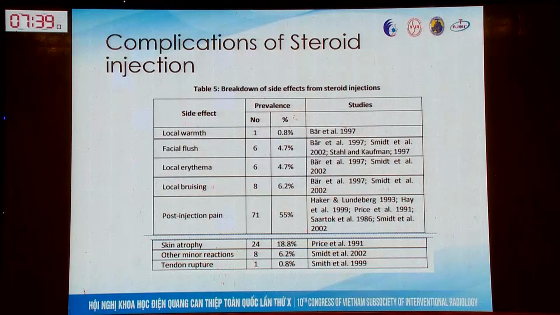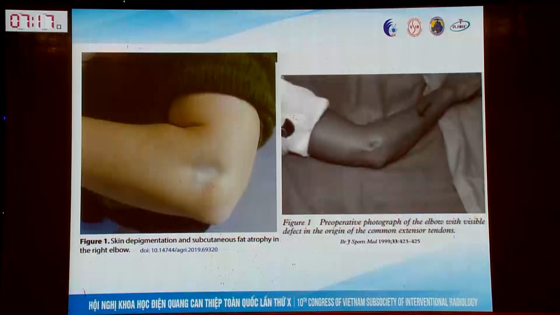Because corticosteroid is one of the most common injection materials for enthesitis, I just want to mention the complications of steroid injection. Maybe you are very familiar with the side effects, but I just want to highlight these two: skin atrophy and tendon rupture. Sometimes I meet patients, not patients that I treated, but patients who got treatment from another hospital. They complained that after the injection for lateral epicondylitis, they had depigmentation of the skin.